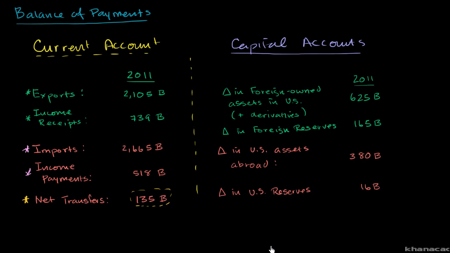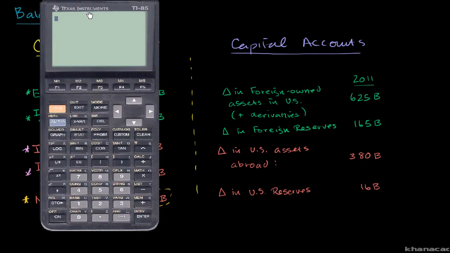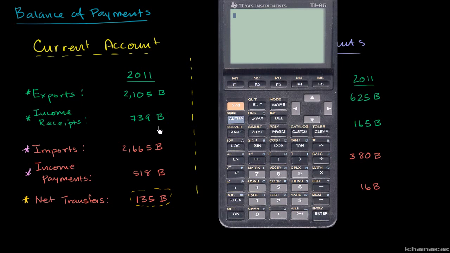And to do that, let's get our calculator out. And so let's think, okay, so this is all of the money that we are getting. These are the payments, these are the inflows to the U.S. So let's add those up. 2,105 billion plus 739 billion.